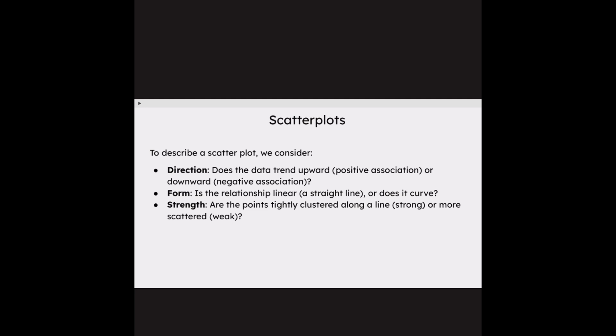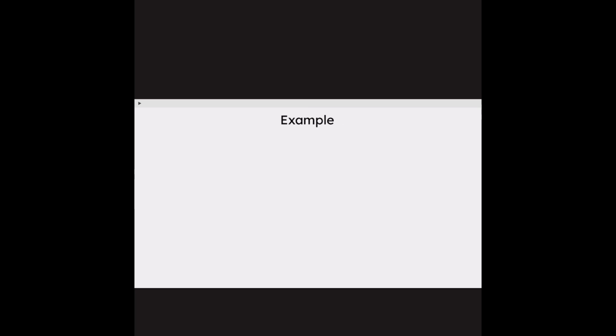Now, usually on the SAT, as far as form goes, it's only going to be linear. You're not going to have to worry about any other type of form of data. So just focus on linear for scatter plots at least. So let's look at an example.